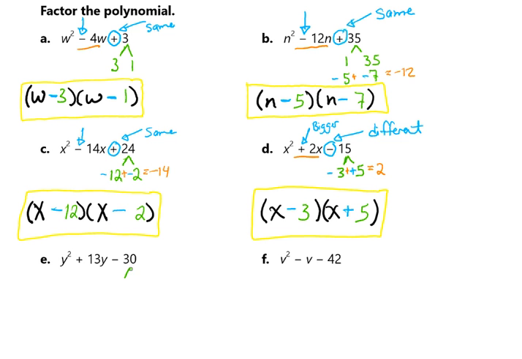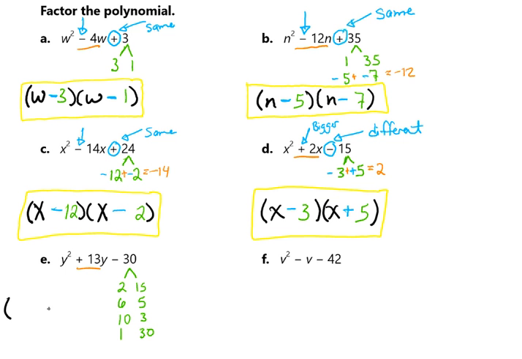So we're looking for two numbers that will multiply to negative 30 and add to 13. So I have lots of choices here. I could use 2 and 15. I could use 6 and 5. I could use 10 and 3, or 1 and 30. As I look at these, trying to get the number 13, it looks like the 10 and the 3 are going to be my best bet.